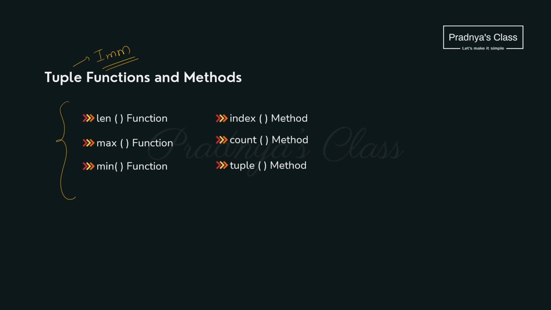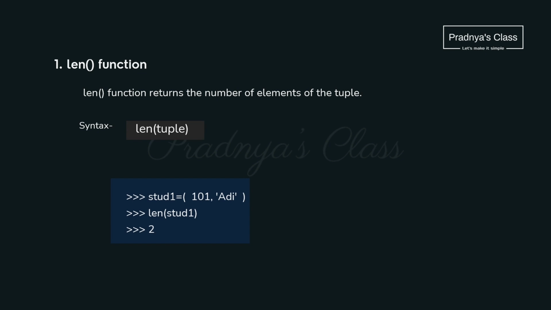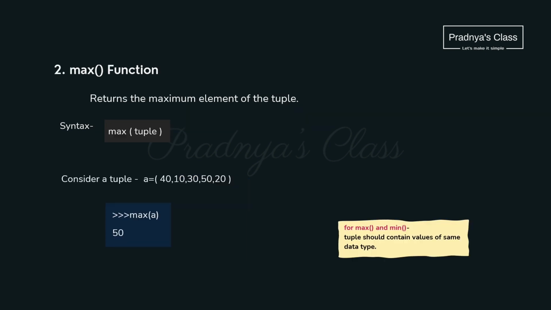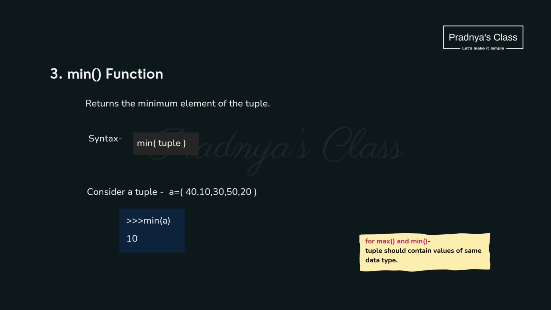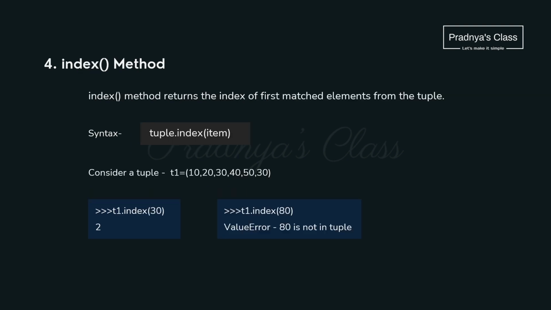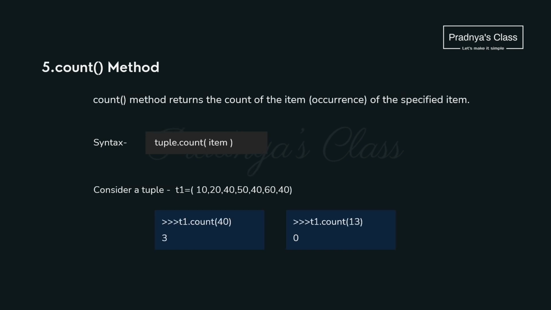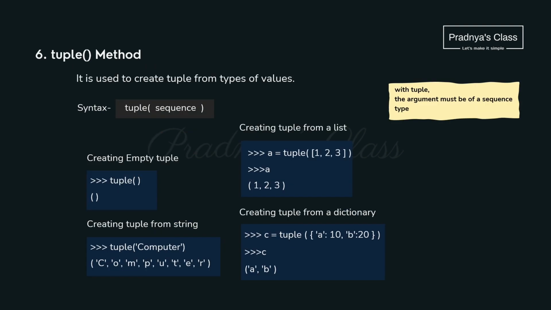Hope you remember it. Let me tell you in short, len function gives the number of elements. Max, min and sum functions give the maximum element from the tuple, minimum element from the tuple and sum of the tuple elements. Index method works exactly the same as list and string. It gives the index of the first matching element. Count method also works the same as list. It gives the count of the item. Here is the tuple method which we discussed already. It is used to create tuple from other sequence.